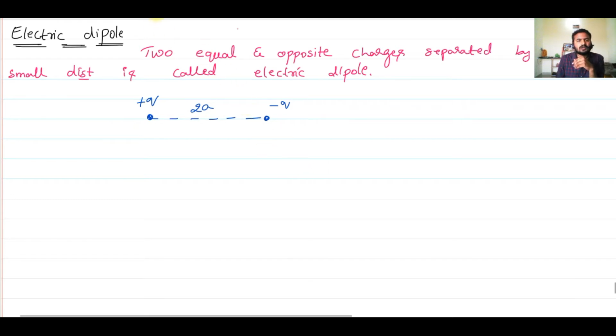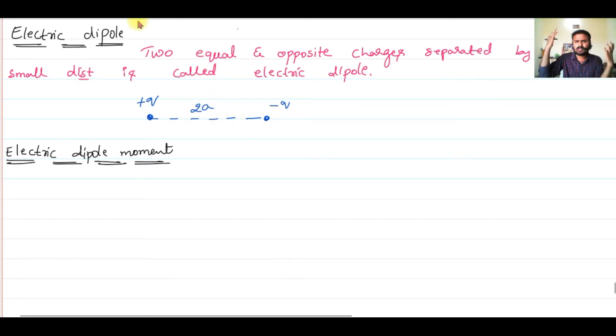All right, now for an electric dipole, we define something called the electric dipole moment. Now let us see what is that electric dipole moment. The electric dipole moment of an electric dipole is nothing but the product of the magnitude of one of the charges and the distance between them.